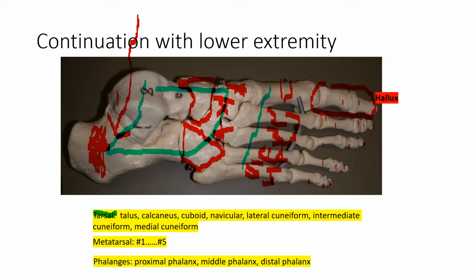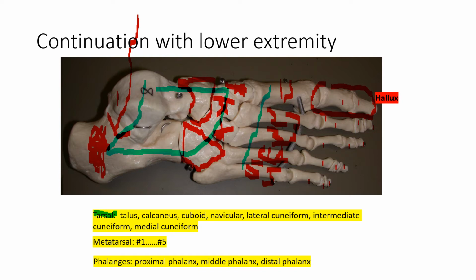Talus is the first one. Calcaneus is your heel. So the question is this: which tarsal does the tibia or the fibula connect with? And the answer would be the talus.